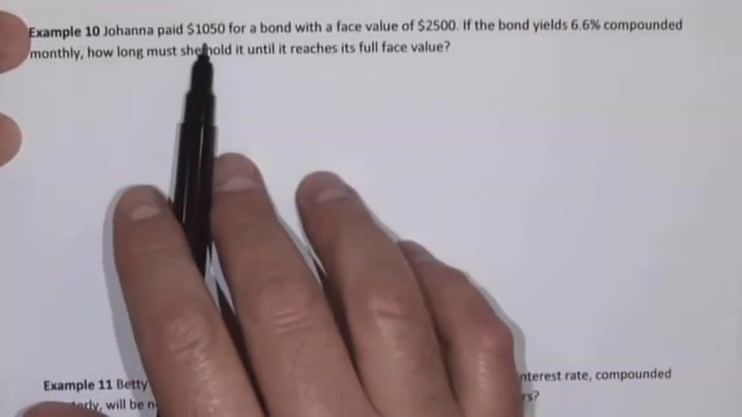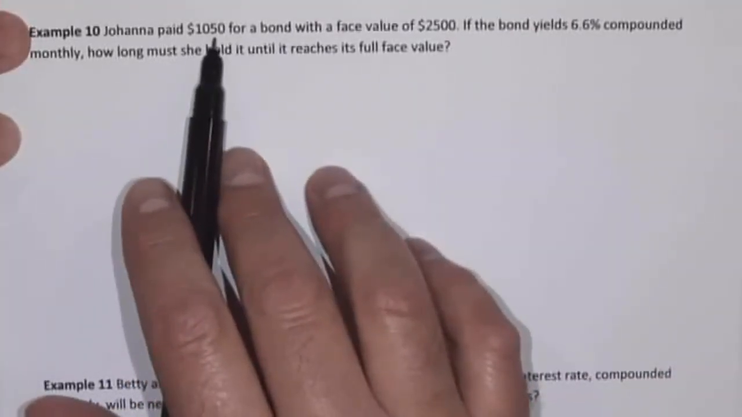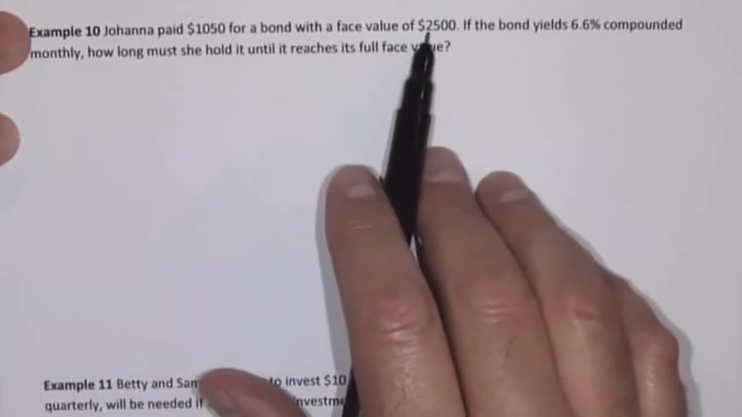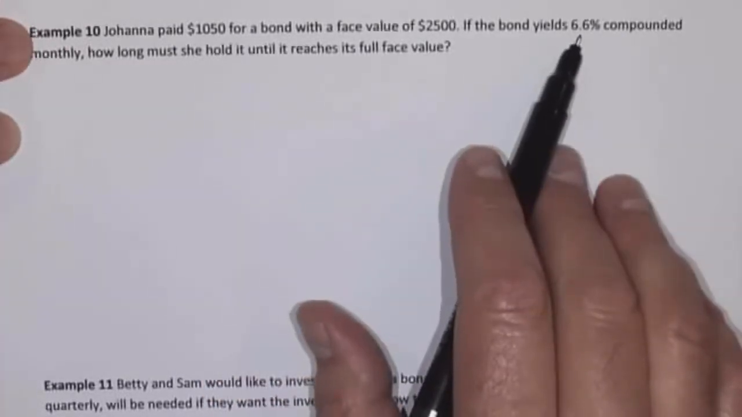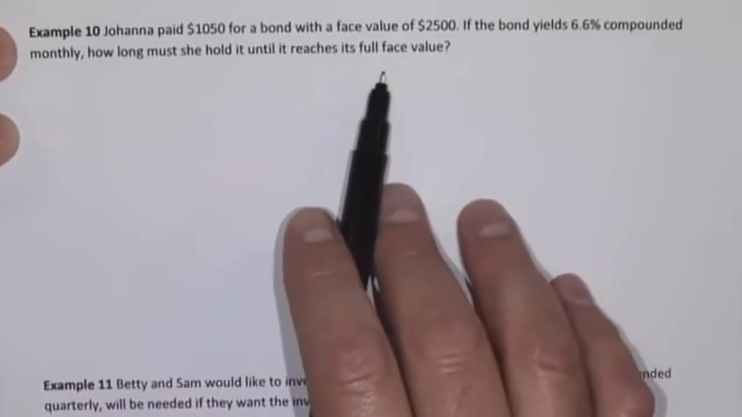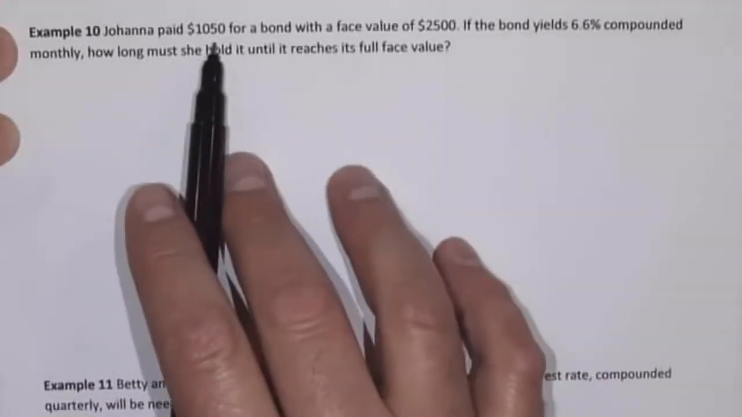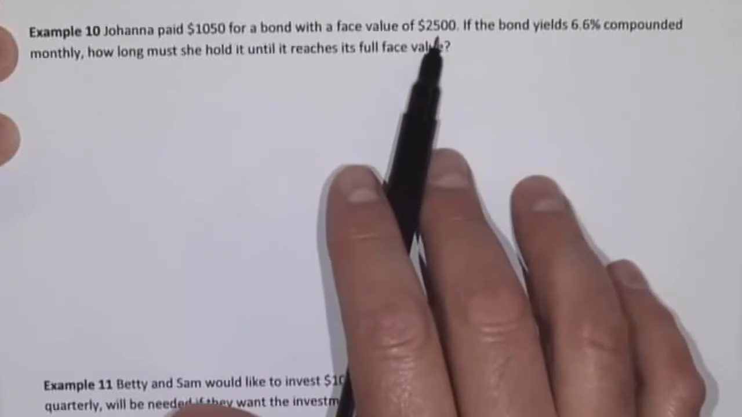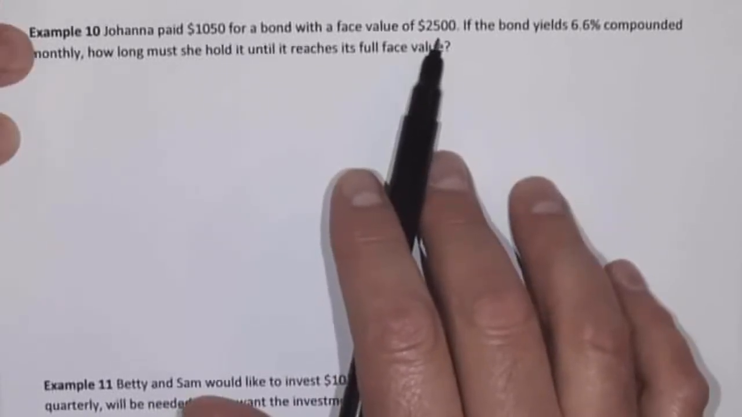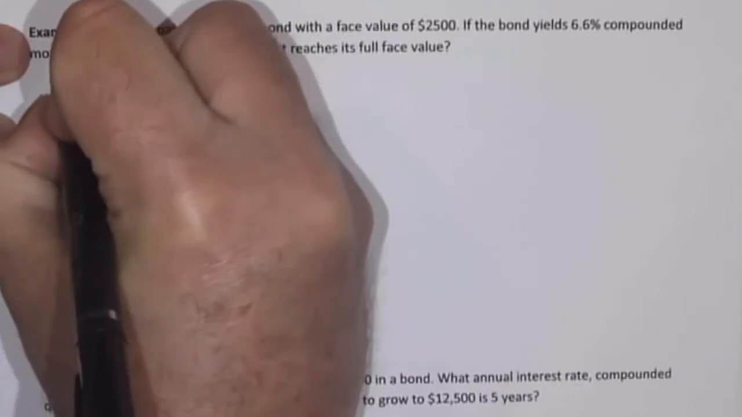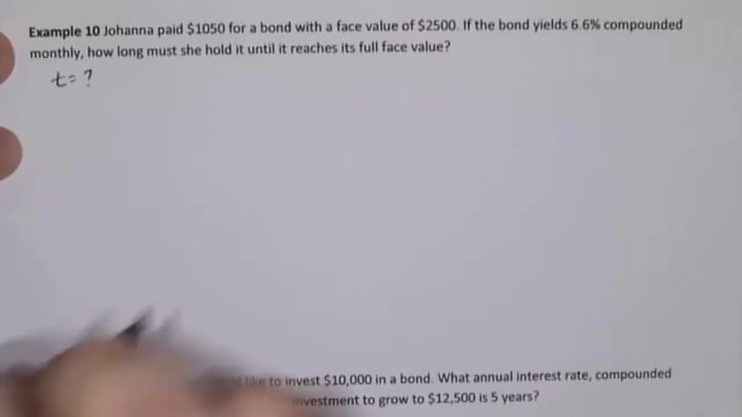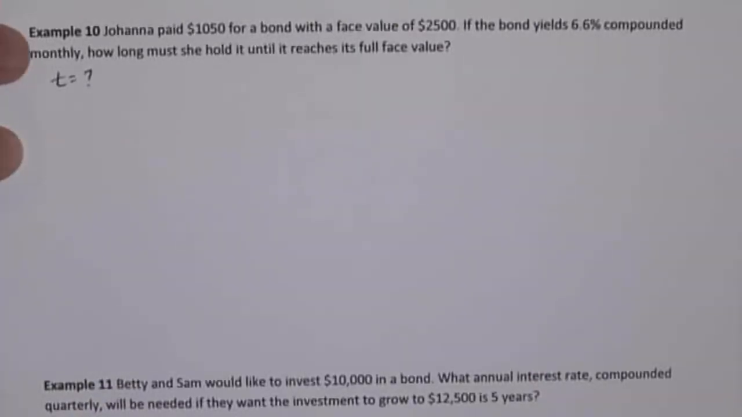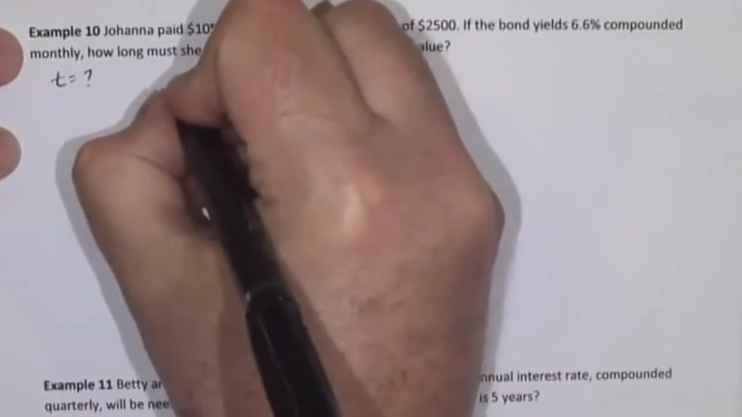So in other words, Johanna has paid $1,050 for this bond that's going to be worth $2,500 sometime in the future. And the bond's paying 6.6% compounded monthly. So our question is, how long is it going to take for this bond to reach its full value of $2,500? In other words, we're looking for t. How long is it going to take? How many years? Well, in order to determine this, we're going to use our compound interest formula.